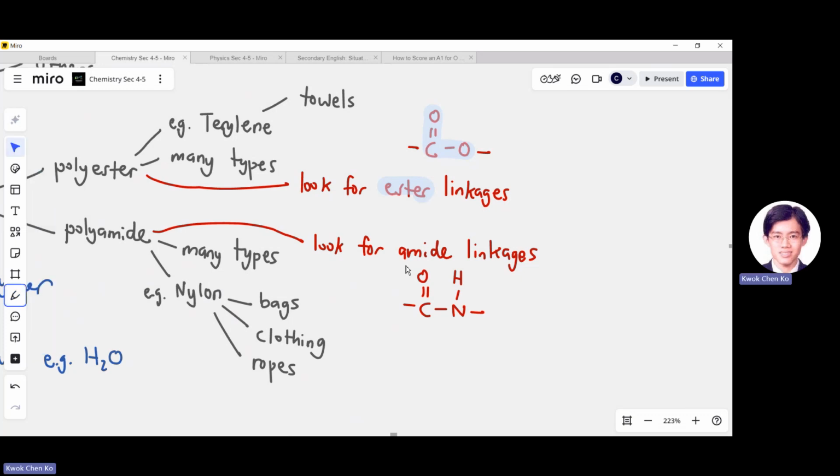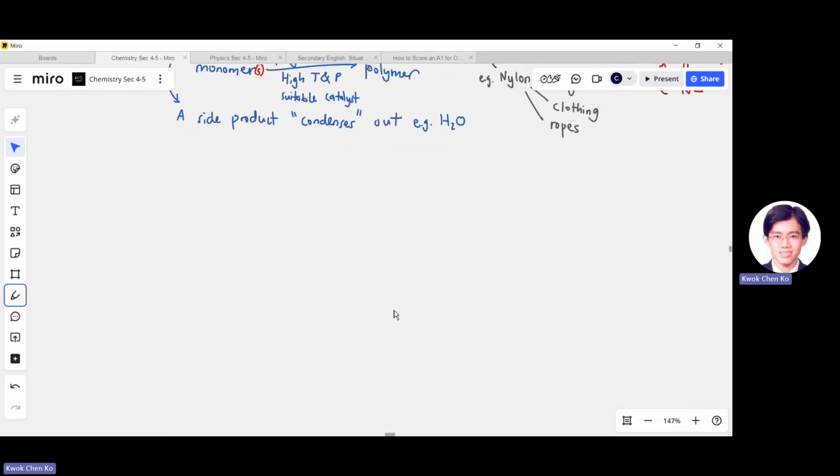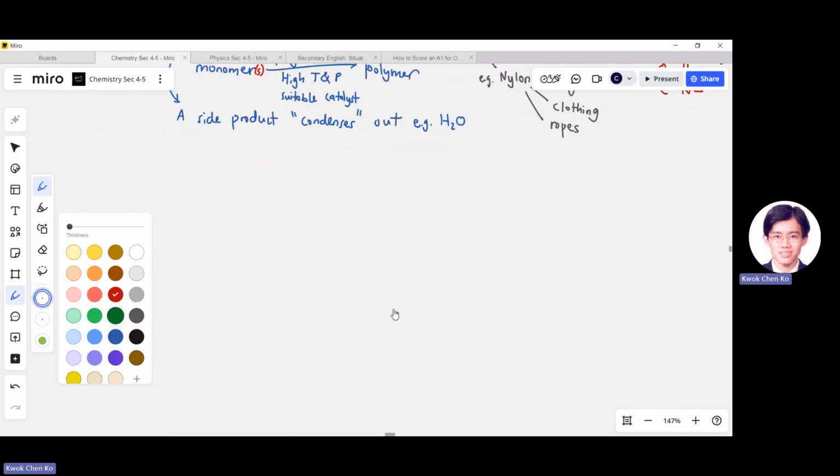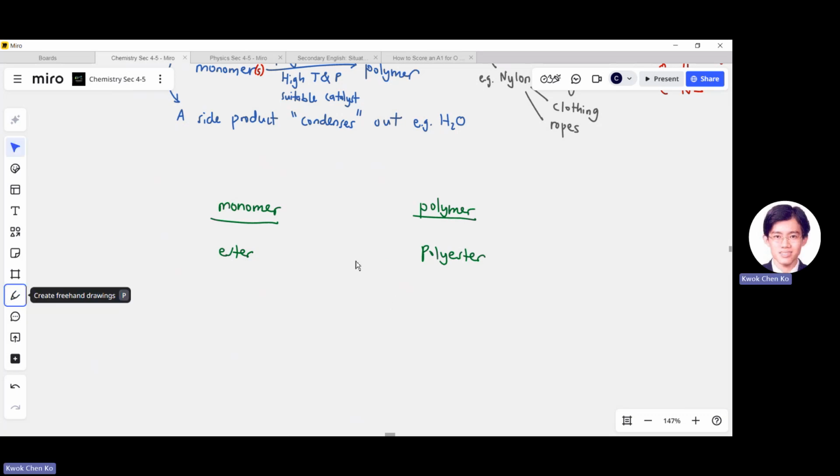Okay, let's start. How to make a polyester. Okay, two possibilities. Now remember, I said you need a monomer. So if I want to form a polyester, what is my monomer? Well, I think intuitively it seems, oh, my answer is ester. It seems that way, but the answer is not.